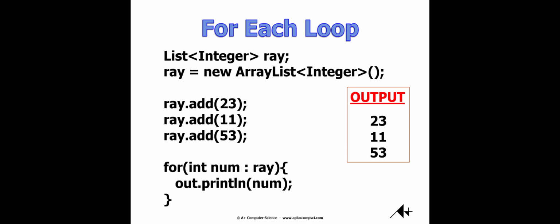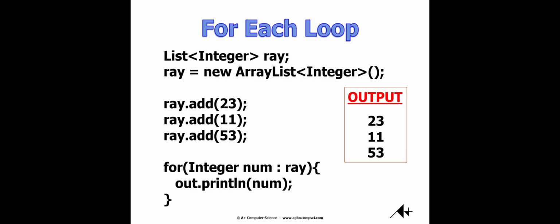So here I have an array list called array. I've added a bunch of stuff. I used the for each loop to go through and print out each of the items that I've added to the array list. Same thing here. Only difference here is I'm using capital I Integer instead of int. Really no difference at this point.